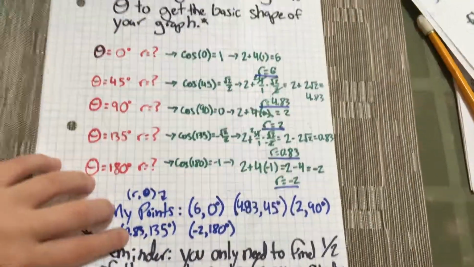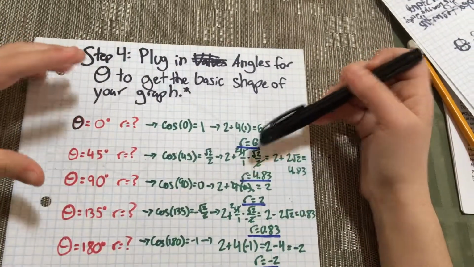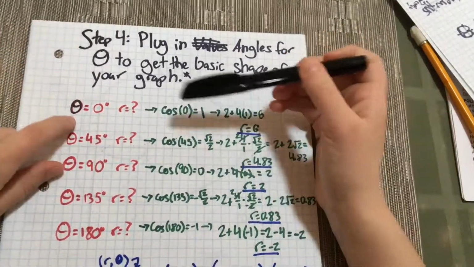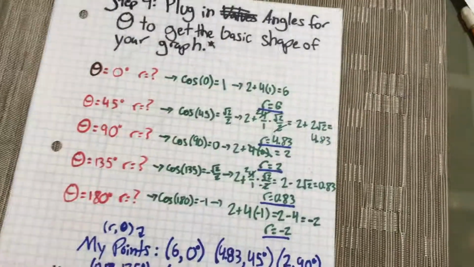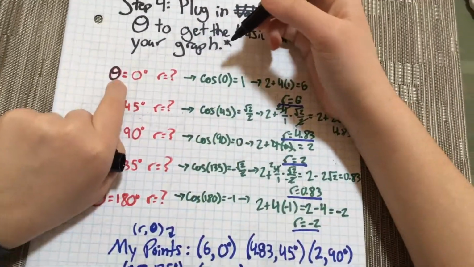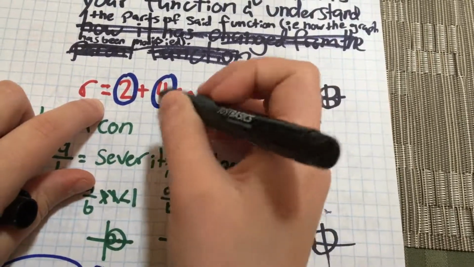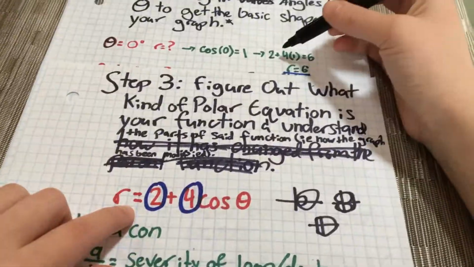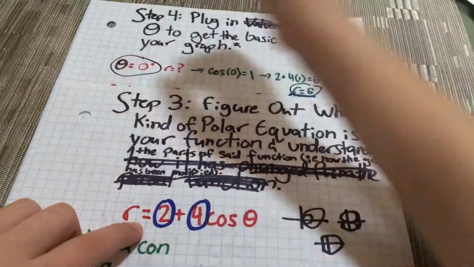So now that we know what our graph is going to look like, we are going to plug in angles for theta to start actually being able to graph our function. Because without these points, it's just kind of like I'm doodling. So here, let's see what happens when theta equals 0. What does r equal? Let's get as simple as we possibly can. What is cosine of 0? That is 1. Remember, our equation was cosine of theta times 4 and then plus 2. So we put cosine of theta as 1, times 4, which is just 4. Then it would be 2 plus 4 equals 6. So r is going to equal 6 when theta equals 0.